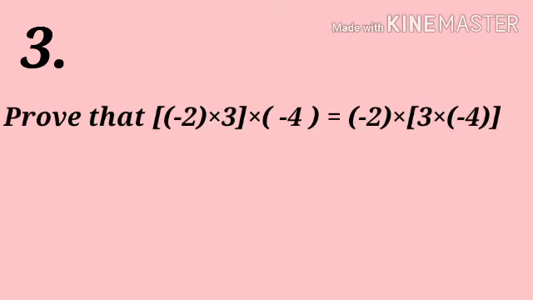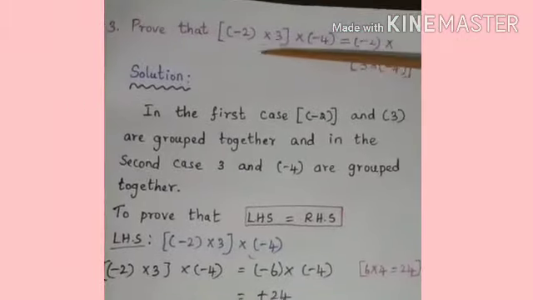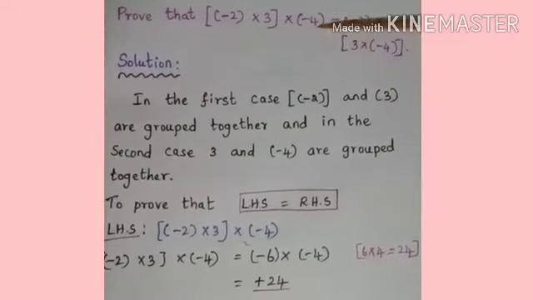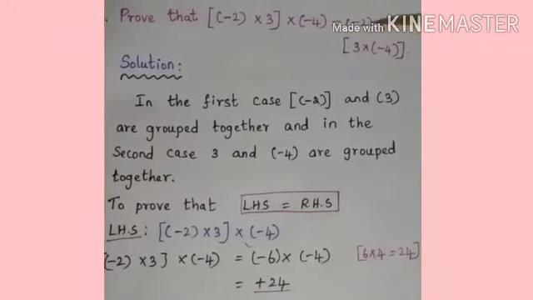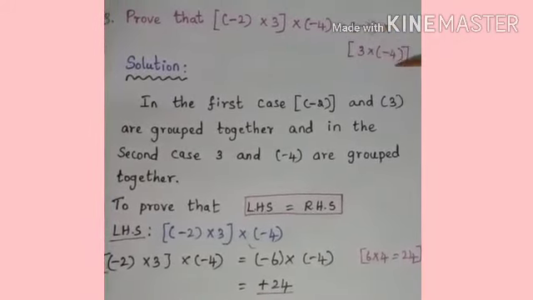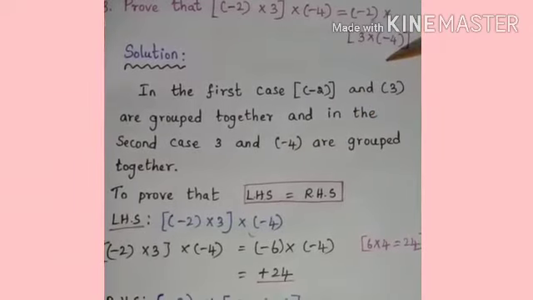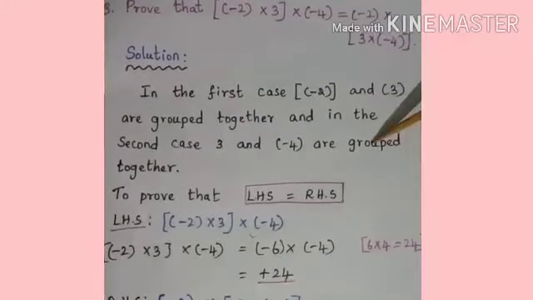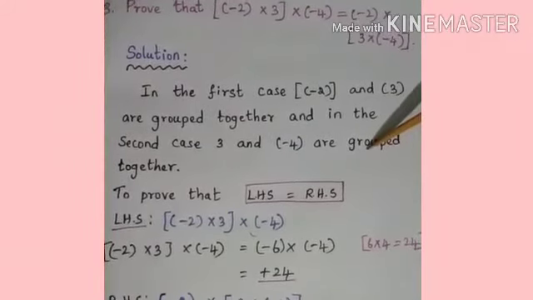Third problem. Students, prove that [minus 2 into 3] into minus 4 is equal to minus 2 into [3 into minus 4]. Solution. In the first case, minus 2 and 3, which are on the left hand side, are grouped together, and in the second case, 3 and minus 4, which are on the right hand side, are grouped together. In this problem, we have to prove left hand side is equal to right hand side.